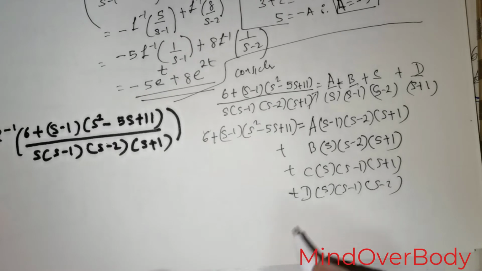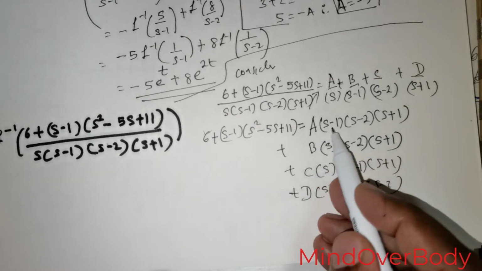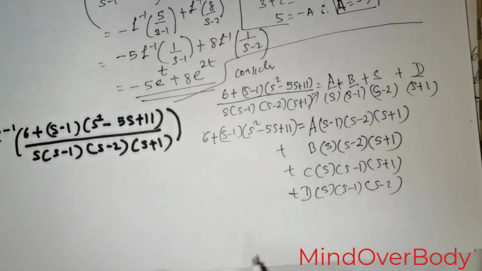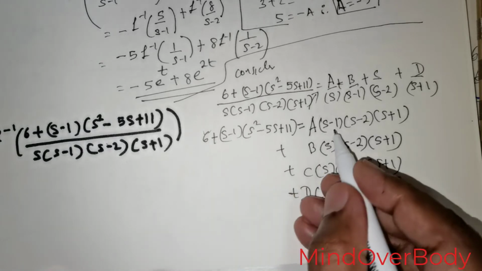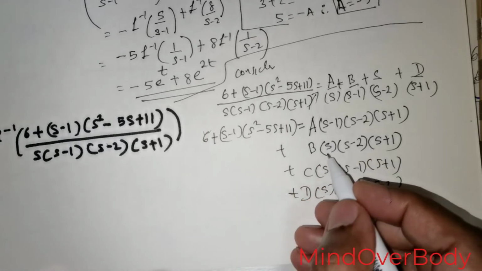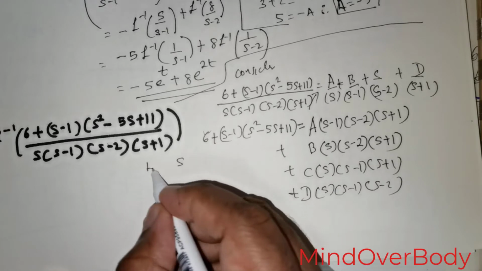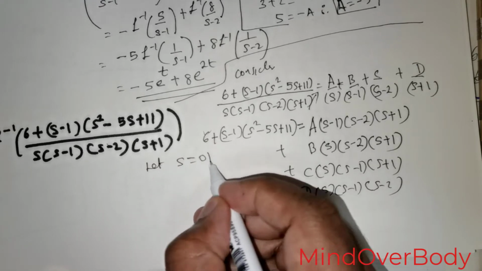So now we will have to find the values for a, b, c and d. So how are we going to do that? Foremost, if I were to take s is equal to 0, this is the easiest one. Let s be equal to 0.